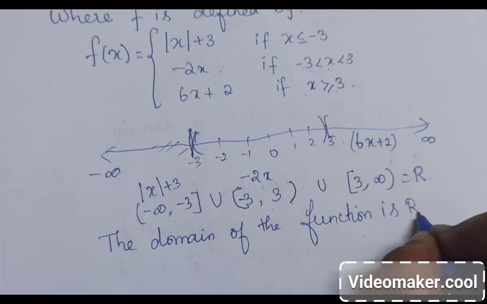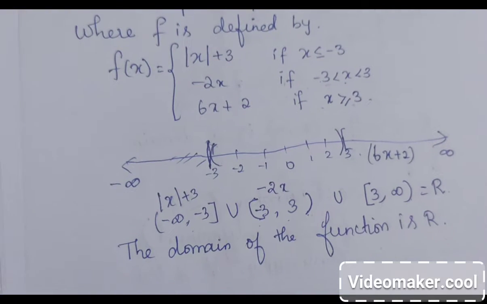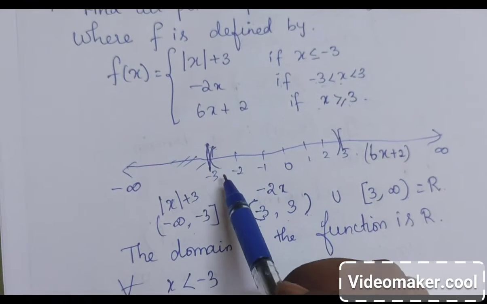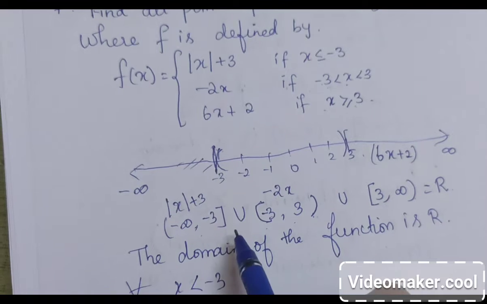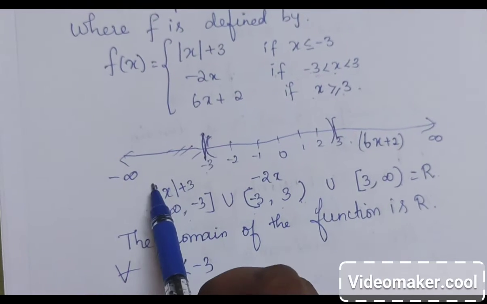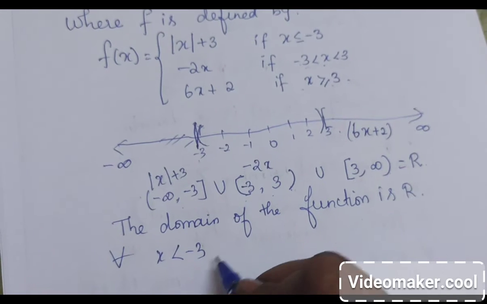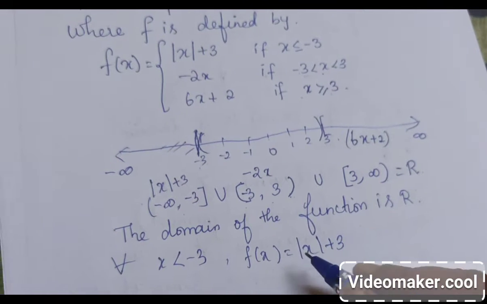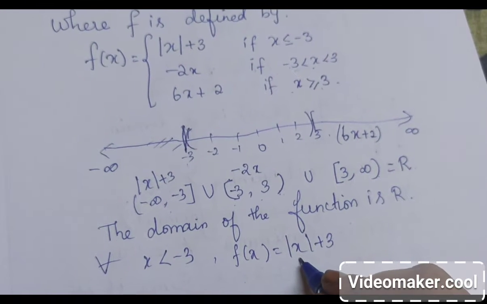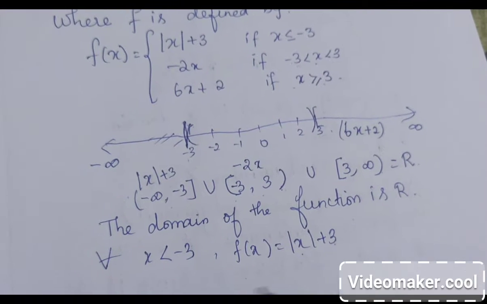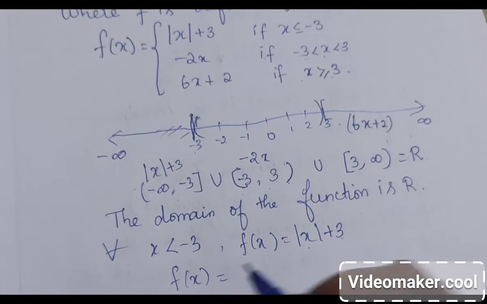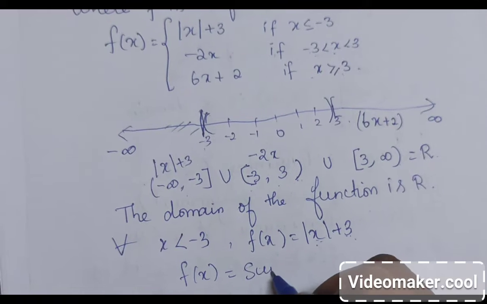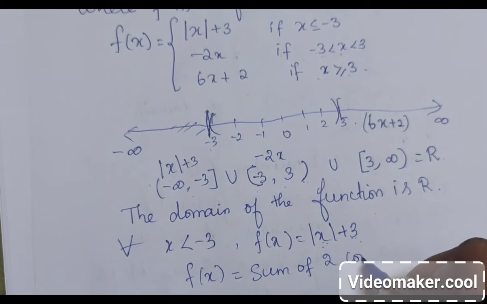is R. Okay, so now consider all x less than minus 3, don't consider minus 3, please consider the numbers which are less than minus 3. For that the function is mod x plus 3. Here we know the mod function is a continuous function and 3 is a constant function. So f of x is the sum of two continuous functions.